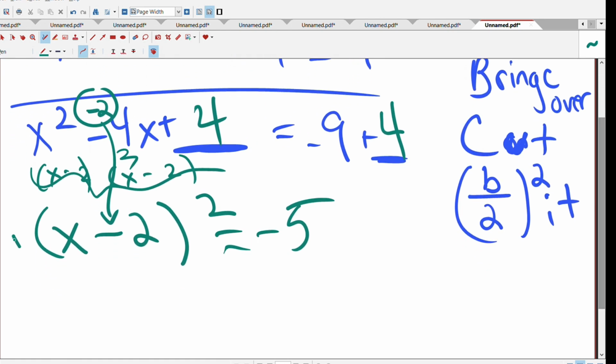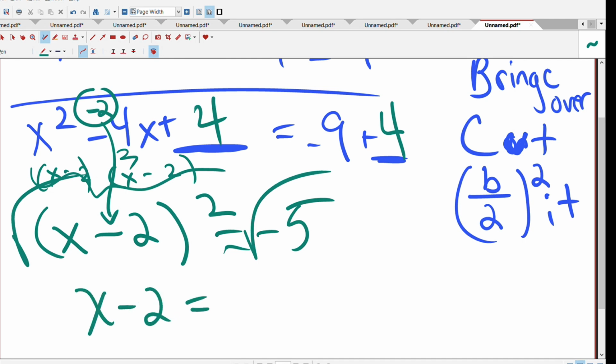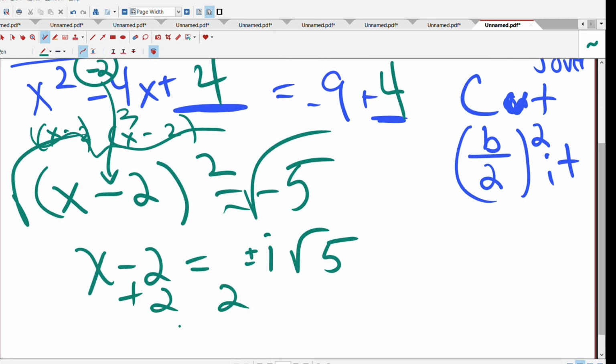Now, how to get rid of a square? You square root both sides. Then you're just left with the inside equal to i rad 5 because you can't have a negative in a radical. You got to pull it out. There's always a plus and minus in front. And then to isolate the x, you bring the 2 over. And then you get x equals 2 plus or minus i rad 5. That's in lieu of doing the quadratic equation. So I'll do one more.